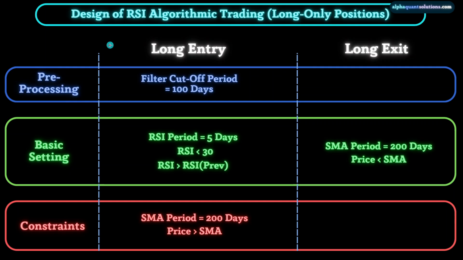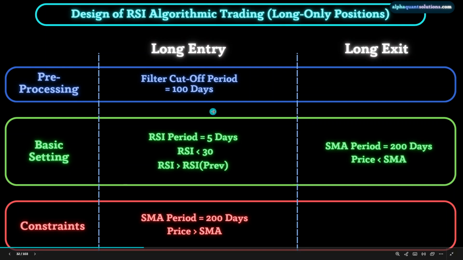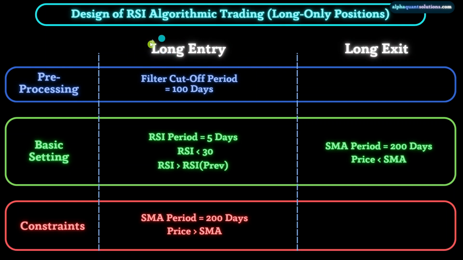As an illustration, we show here the three main steps of such an algorithmic trading framework. In this case, we will only have long-only positions. So there are three steps: the pre-processing one, the basic setting of the algorithm, and additional constraints. And then we identify the entry position, the long entry, and the long exit.